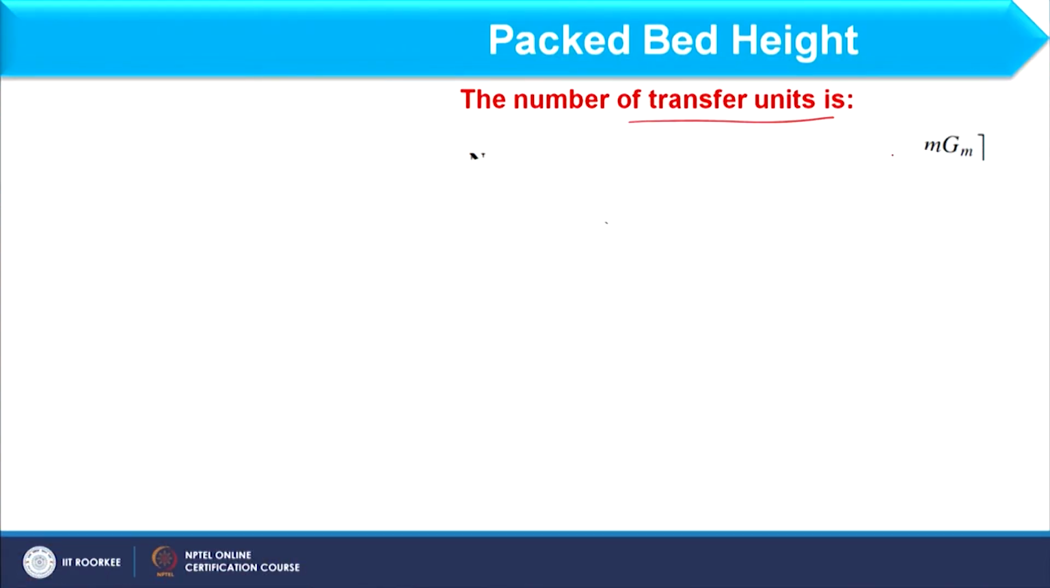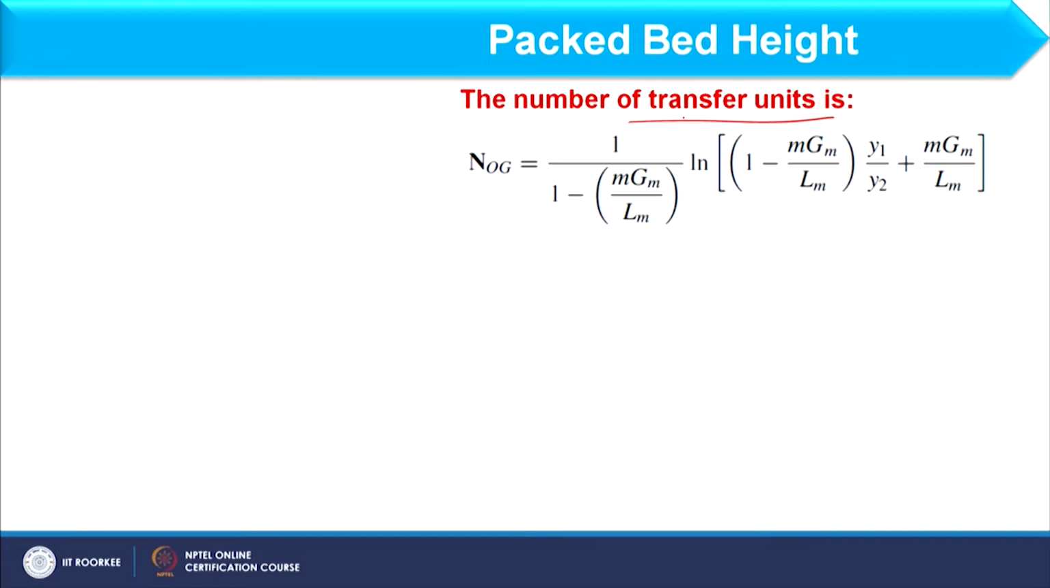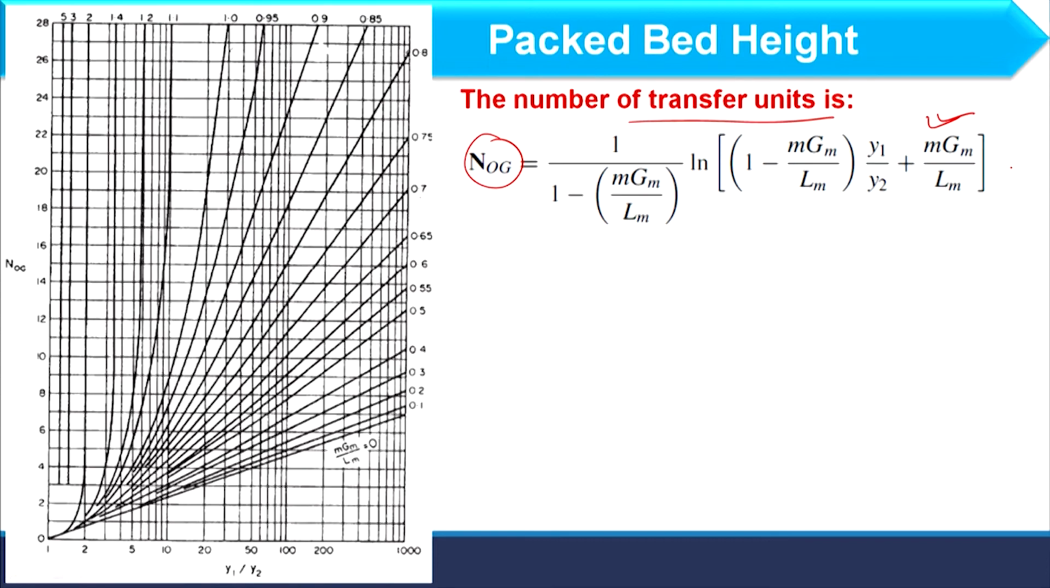So, that is basically the number of transfer units, and to calculate the number of transfer units, that is NOG, we consider this expression. Okay. So, this is the empirical correlation and it is given in the design book also, that is Richardson-Coulson volume 6. So, here you can consider the NOG value based on this graph also.